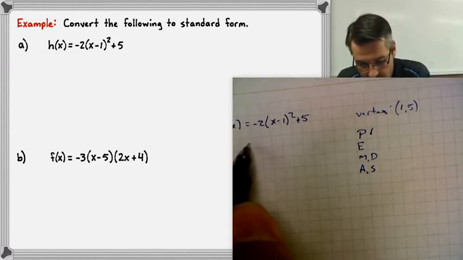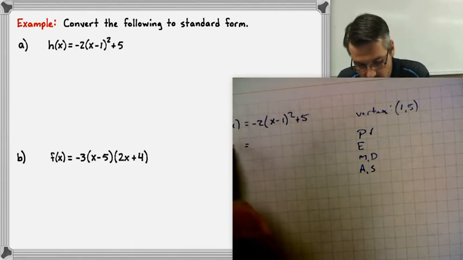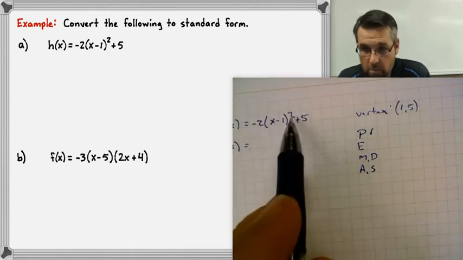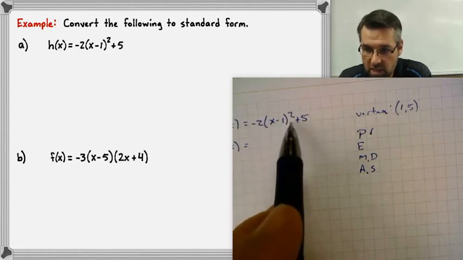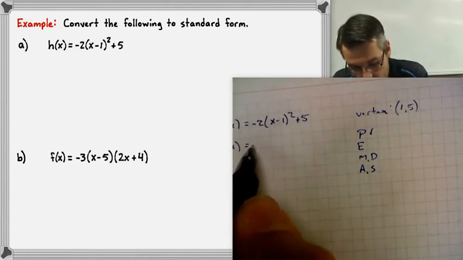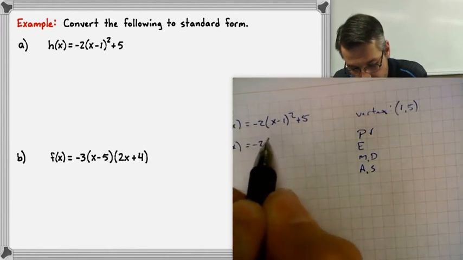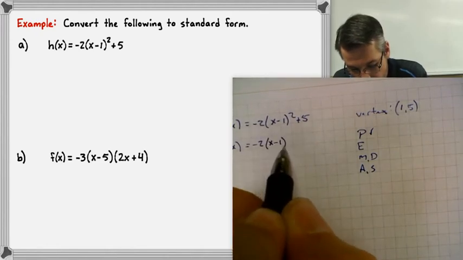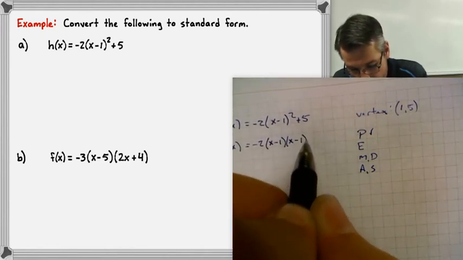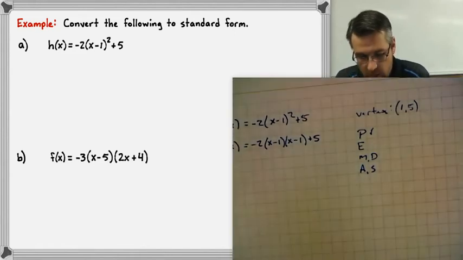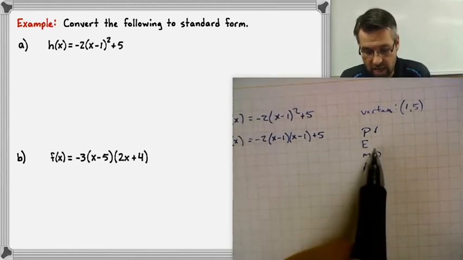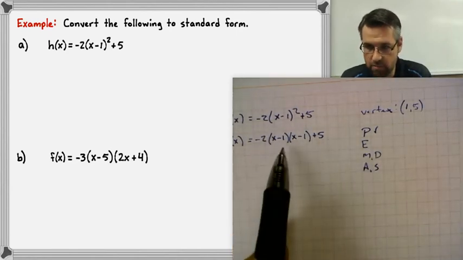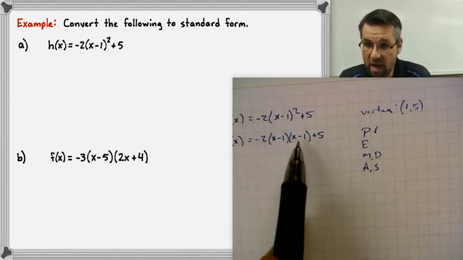Well, what is an exponent? What does an exponent mean? Well, a square means that you're multiplying that term by itself. We're multiplying the parentheses by itself. So we're going to go ahead and rewrite this as negative 2 times x minus 1 times x minus 1 and then plus 5. So in a sense, that deals with the exponents. We got rid of the exponents. But let's just keep going with that idea.